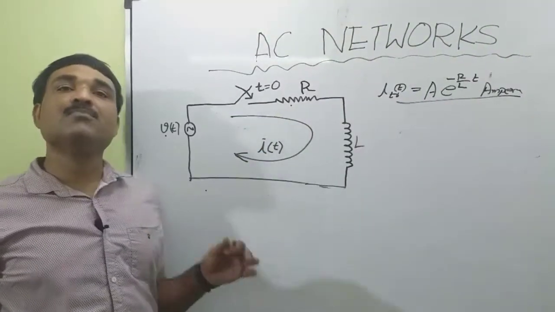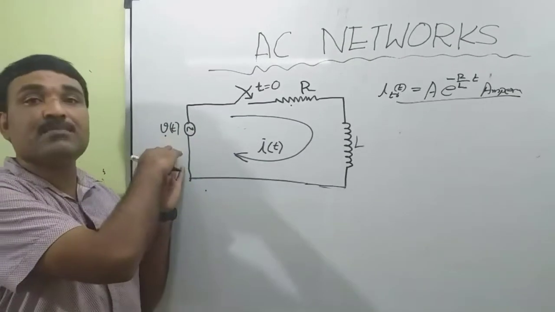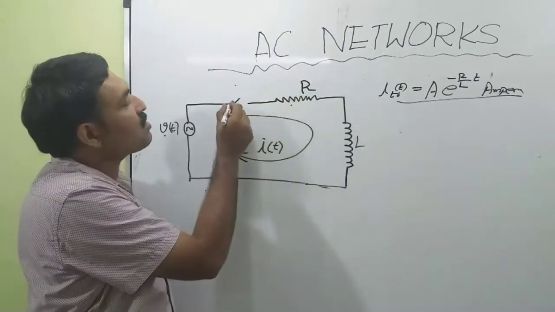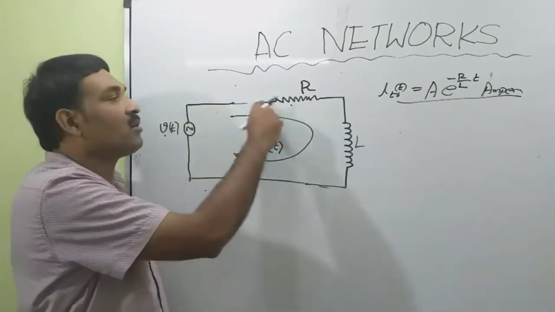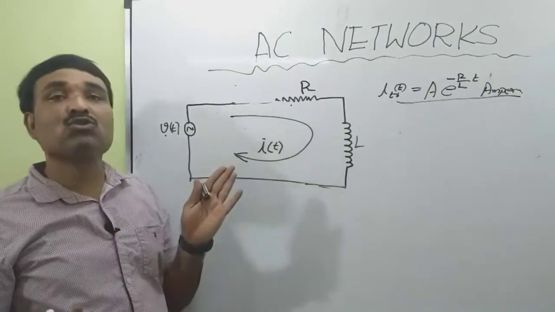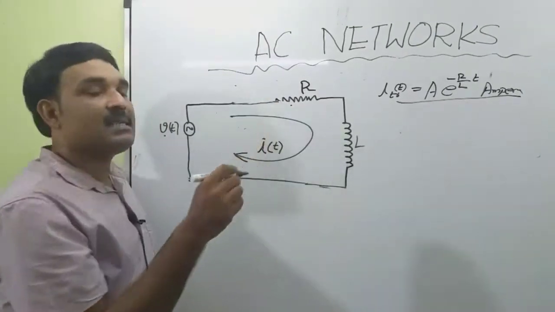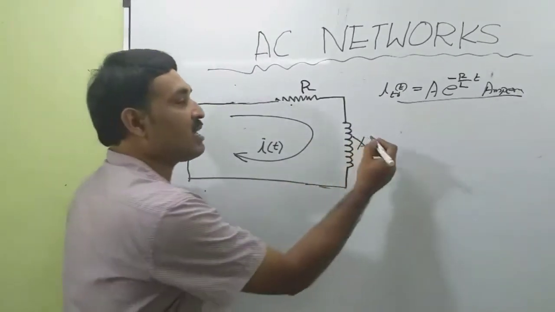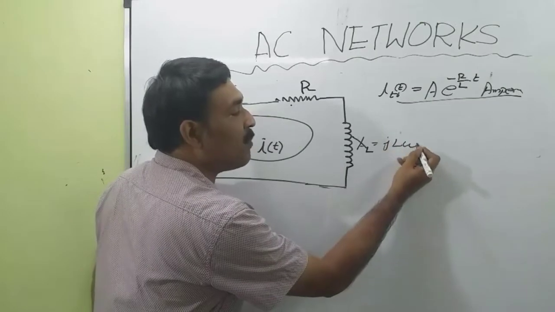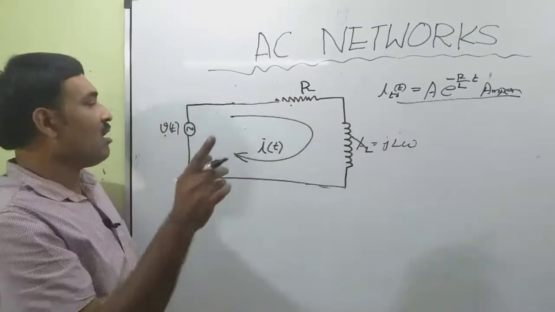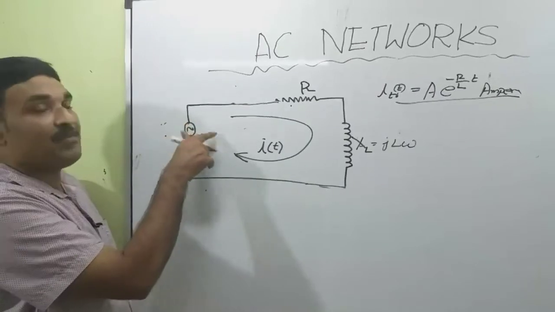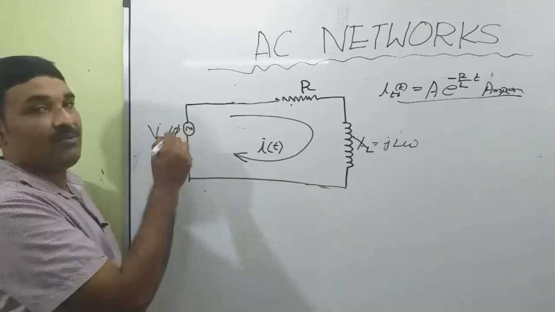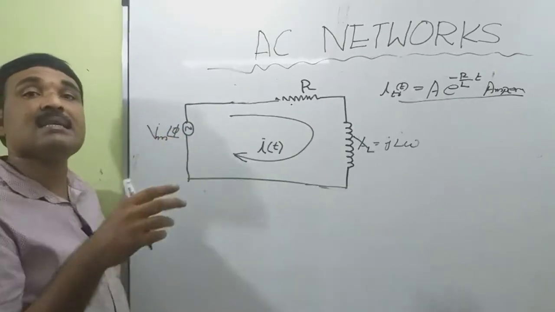To find the steady state portion of the response, that is the response due to the input Vm cos(omega t plus phi), for t greater than 0, I am closing the network. Now our network will look like this. So we can write Kirchhoff's voltage law in phasor form. We represent the inductive reactance XL equal to j L omega ohm, and resistance is R. The phasor representation of the input voltage is Vm at an angle of phi, where Vm is the magnitude and phi is the phase angle.